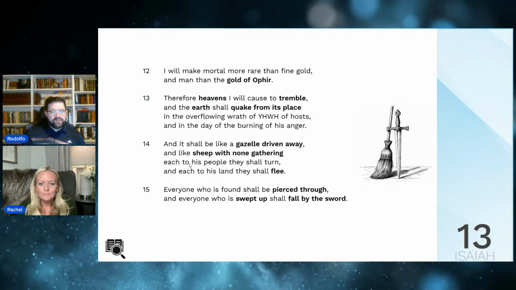Okay, so this one: each people, when this is happening, they shall turn, and each to his land they shall flee. So the type here is that they're not really inhabitants. You don't have citizenship in Babylon. That people went to their own land.